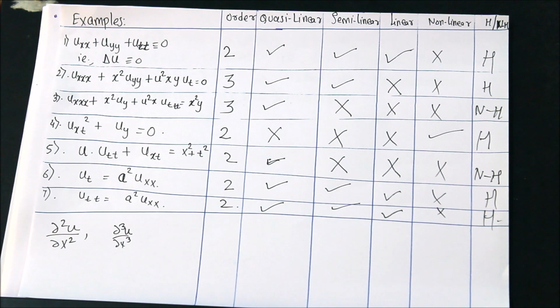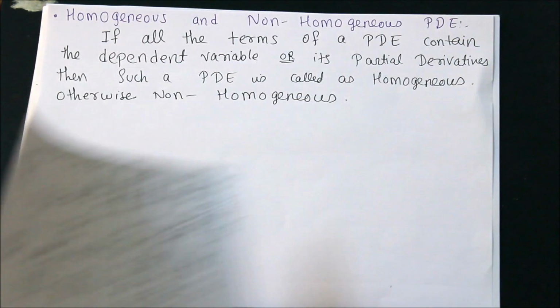So whenever you come across a PDE, make sure you know the order of that PDE. You know whether it is quasi-linear, semi-linear, linear or non-linear, and at the end you should know homogeneous or not. So whenever you see a differential equation, make sure you know this characterization, and then only you proceed further. So that's all about order, linearity, non-linearity and homogeneity of a partial differential equation.